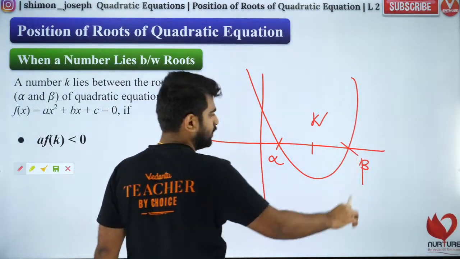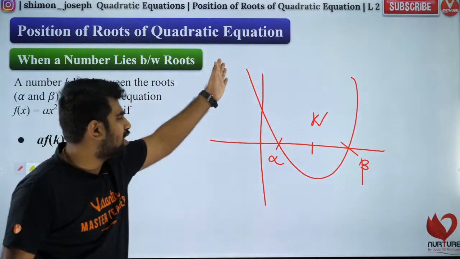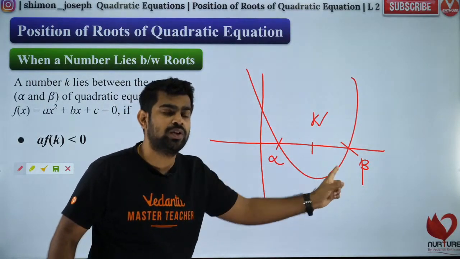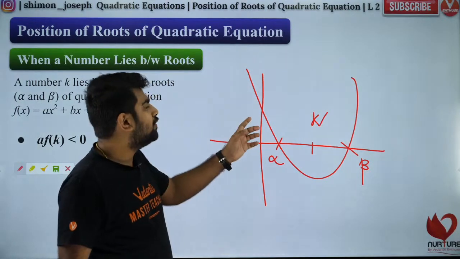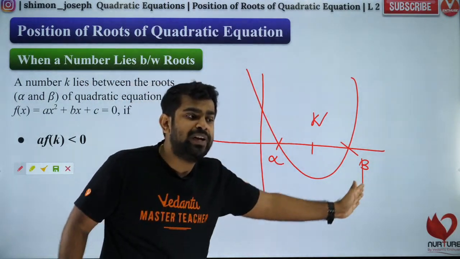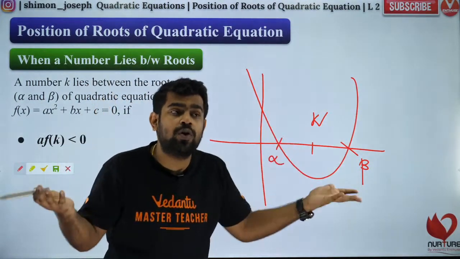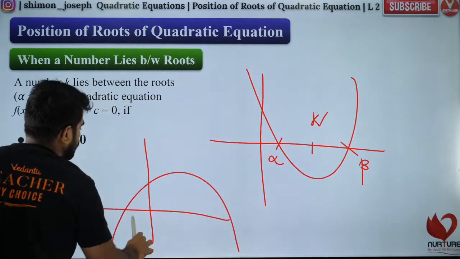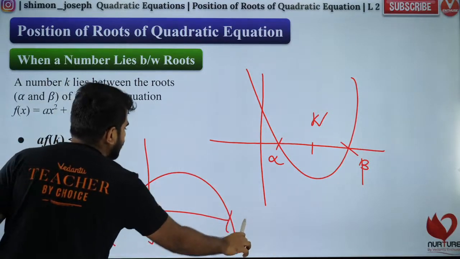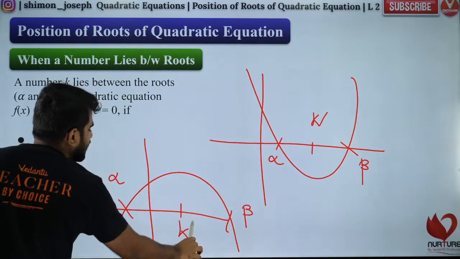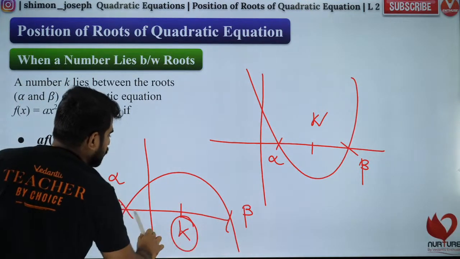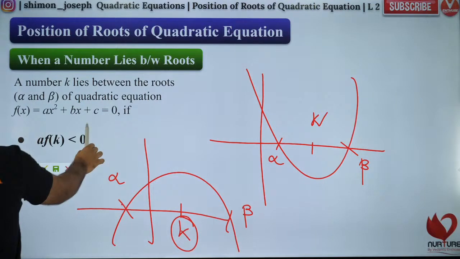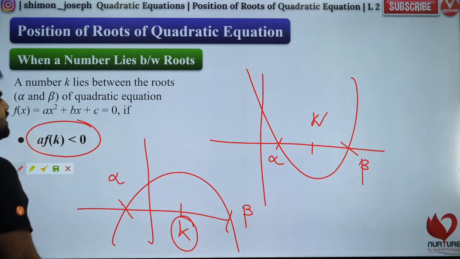Did you understand it? So you have a quadratic graph. I want a number k to lie in between the roots. So we don't know whether the graph is upward opening. We don't know whether the graph is downward opening. So it can be like this also. It can be like this also. Again, I want the number k to lie in between the roots. So what is the condition I need to apply? The condition is very simple. A into f of k is less than 0.